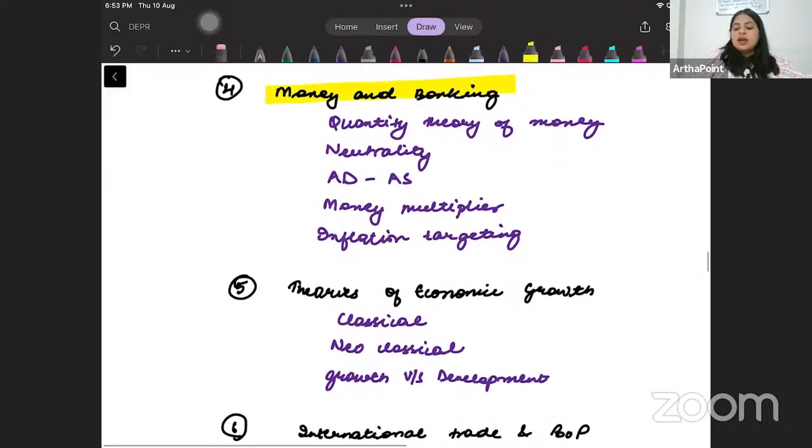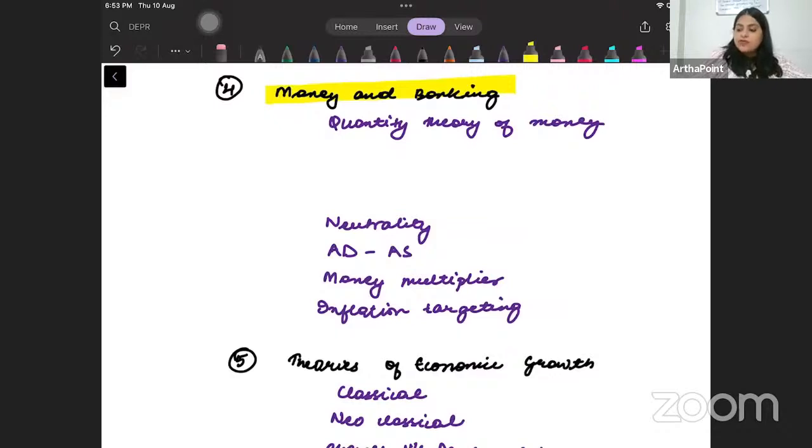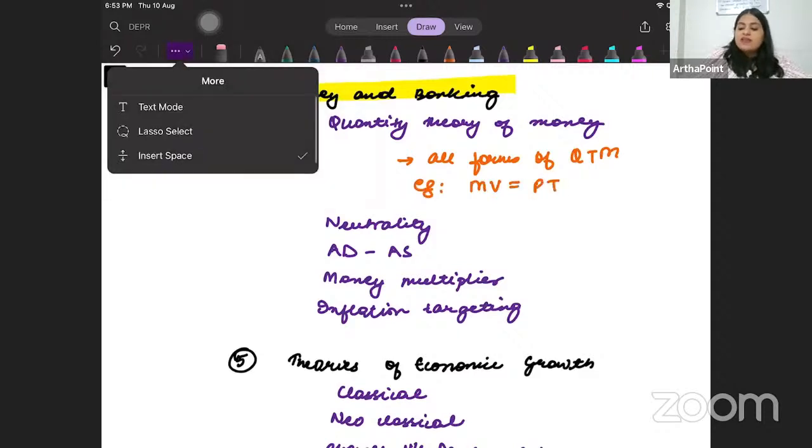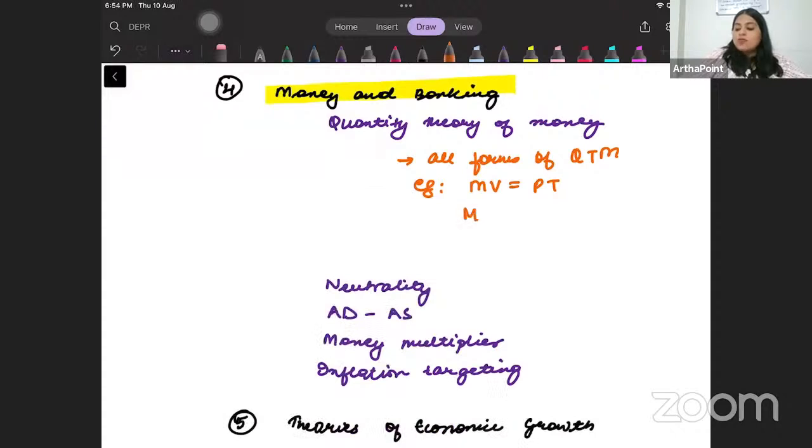अच्छा, next let's talk about the next thing, which is money and banking. In money and banking, they can ask you about the quantity theory of money. And when I talk about quantity theory of money, they can ask you all forms of quantity theory of money. So for example, one form is MV = PT. Okay. You should be well aware who gave this form. The other form is MV = PY. You should be aware who gave that form. The other is M = KPY, where K is 1/V.